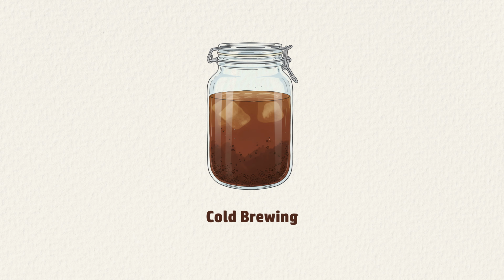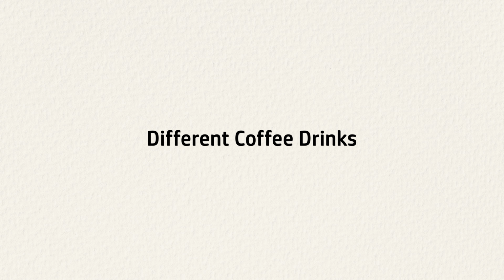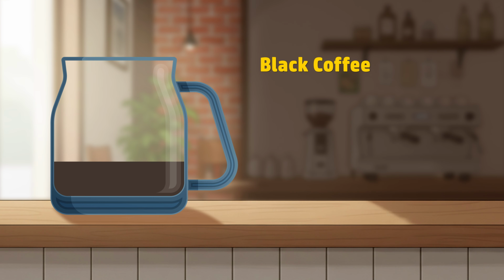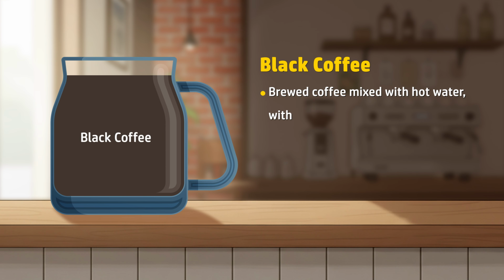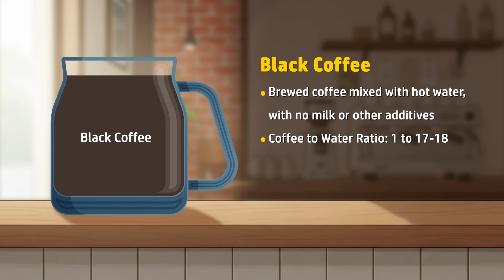All of that leads to one thing: different coffee drinks. First, black coffee. This is simply brewed coffee mixed with hot water, with no milk or other additives. The usual coffee-to-water ratio here is about 1 to 17 or 18.